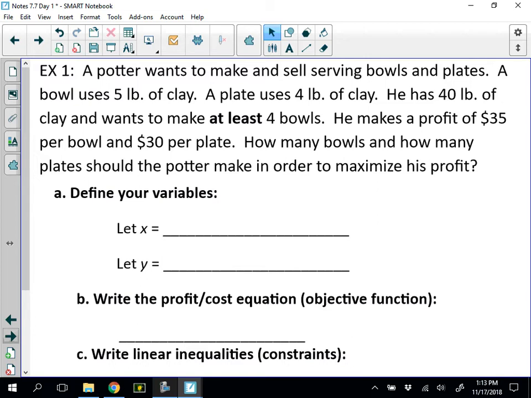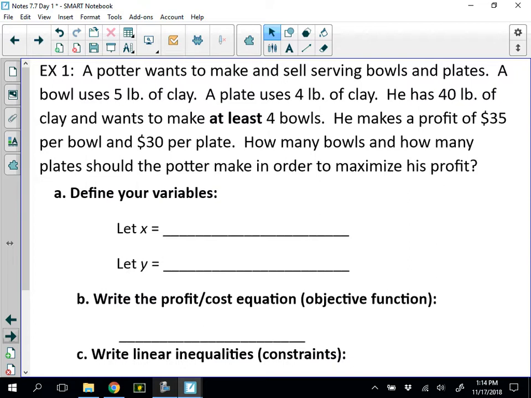All right, so example 1, let's read through example 1 because there is a lot of information within this paragraph. It says, a potter wants to make and sell serving bowls and plates. A bowl uses 5 pounds of clay. A plate uses 4 pounds of clay. He has 40 pounds of clay and wants to make at least 4 bowls. He makes a profit of $35 per bowl and $30 per plate. How many bowls and how many plates should the potter make in order to maximize his profit? So he's wanting to make these items. He wants to make as much money as possible.